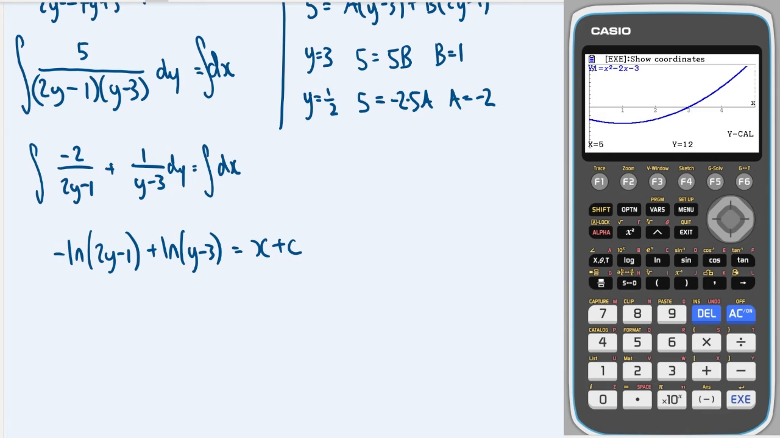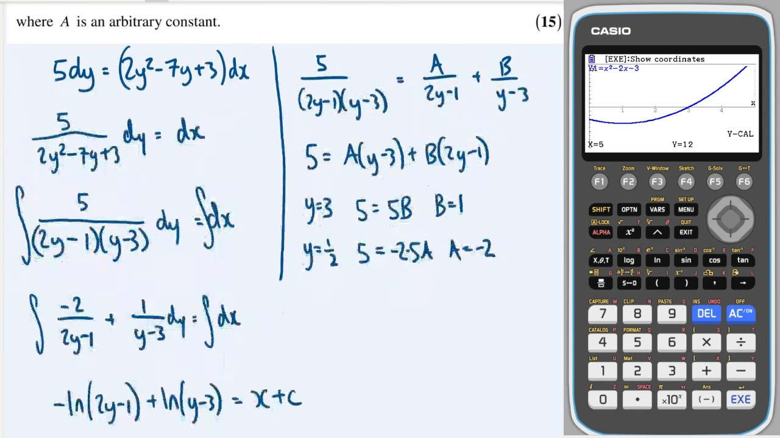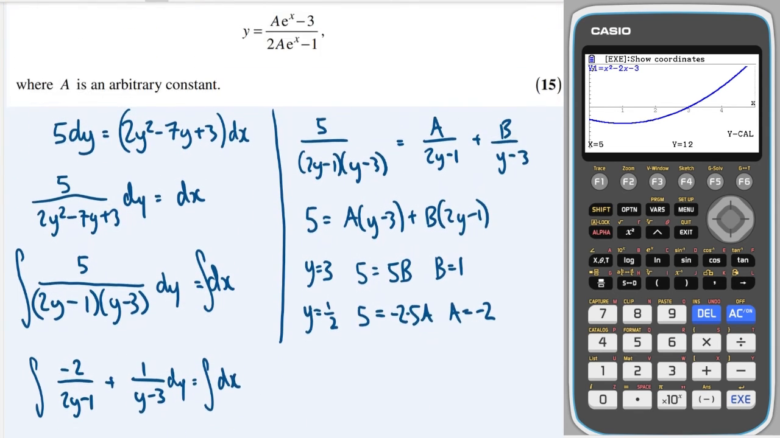Okay, great. I can write this as a single logarithm over here. So ln of the positive is y minus 3, and the negative is 2y minus 1. That's equal to x plus c, and let's just quickly see what form they want it in. Oh golly gosh, right, they want y to be the subject.